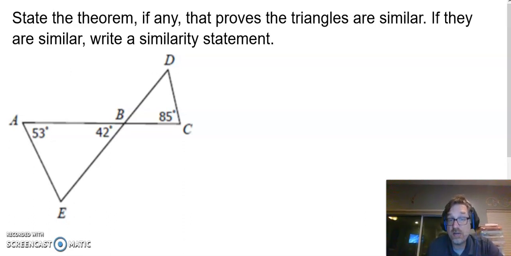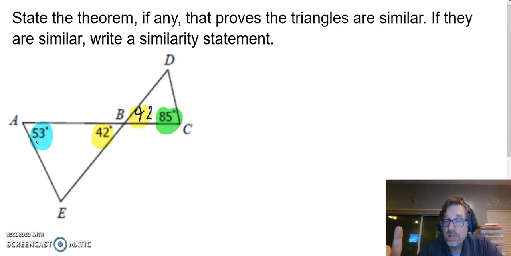Triangle BDC on the right only has one angle. But what I notice is we have vertical angles. So this angle here must also be 42. These two angles are the same because of vertical angles. And then I have an 85 and a 53, so they're not the same. But remember, triangles must always add up to 180.